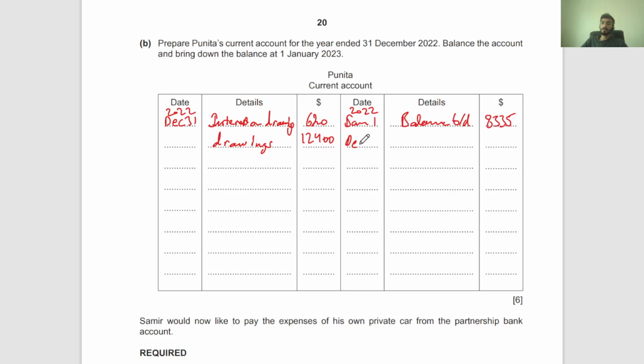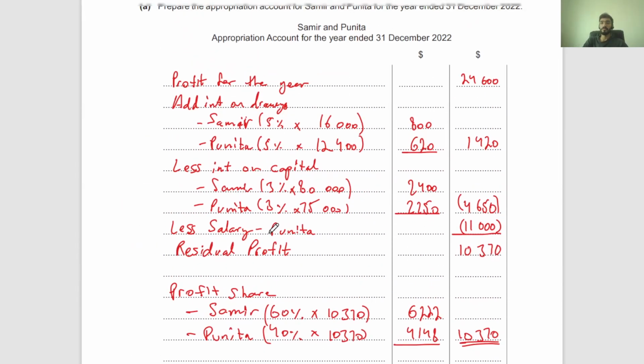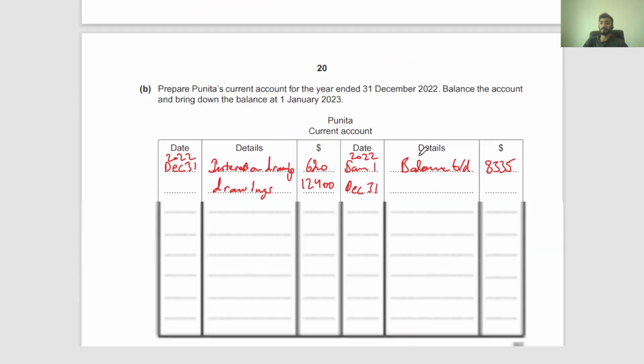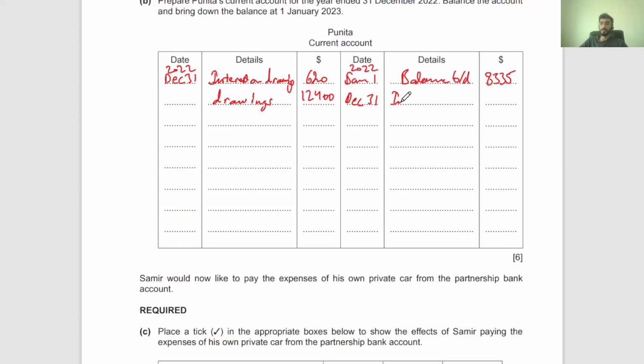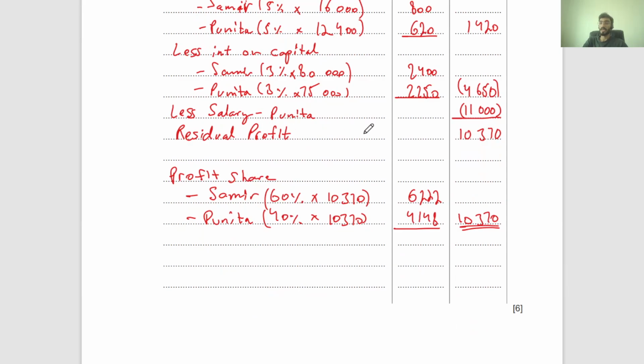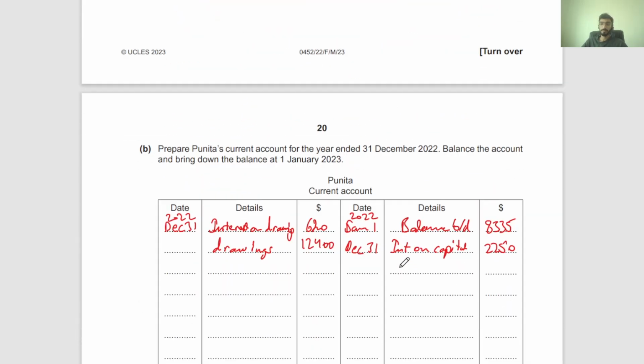There were some entitlements as well. Some things were entitled to Punita during the year. We look above, go above and check what went to Punita from partnership. It was interest on capital of 2250. Interest on capital 2250. What else? It was salary 11,000.